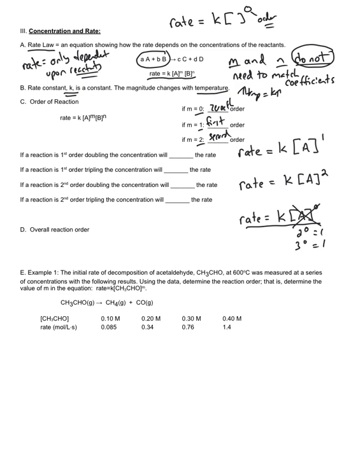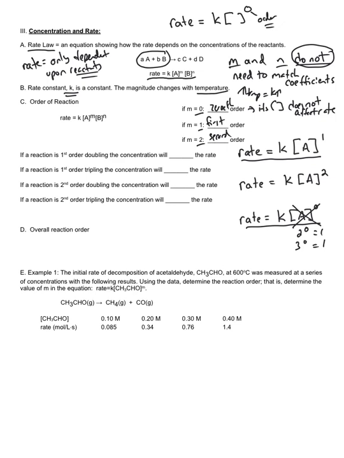So for any substance that's 0th order, its concentration does not affect the rate law or the rate of the chemical reaction. If it's first or second order, then it does. So if it's first order, we see this rate law: rate equals K times the concentration of A raised to the first power.